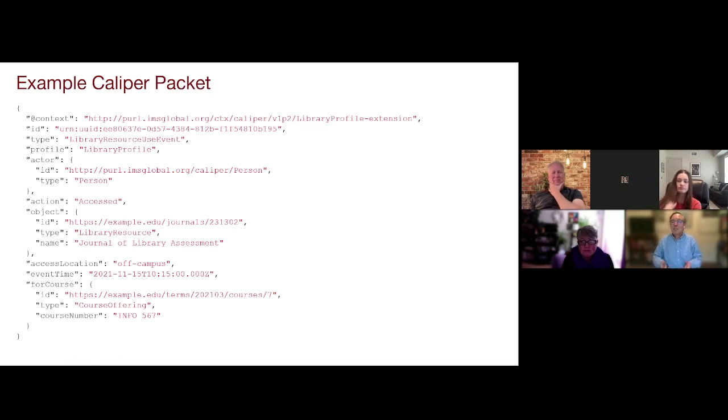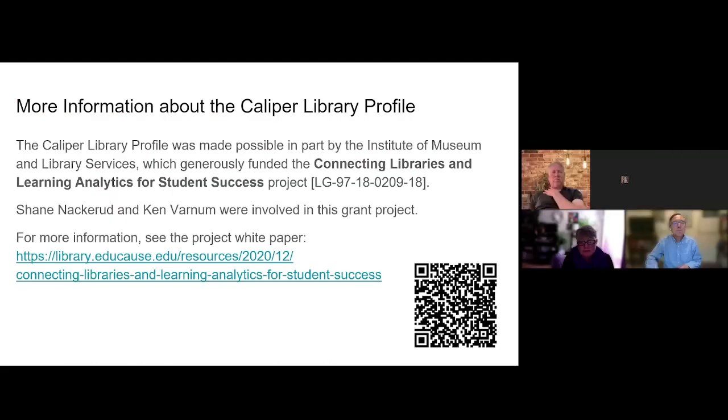So it provides a lot of context for someone who's doing research, especially when these are added together and amalgamated into larger numbers. So you can find out a tremendous amount more about the Caliper Library Profile if you are curious. There's a QR code and this URL, which I will drop into chat at some point when I'm done talking. And the white paper goes through this in exhausting detail, but it should give you everything you might want to know if you're interested in digging into the whys and the wherefores of the Caliper Library Profile.